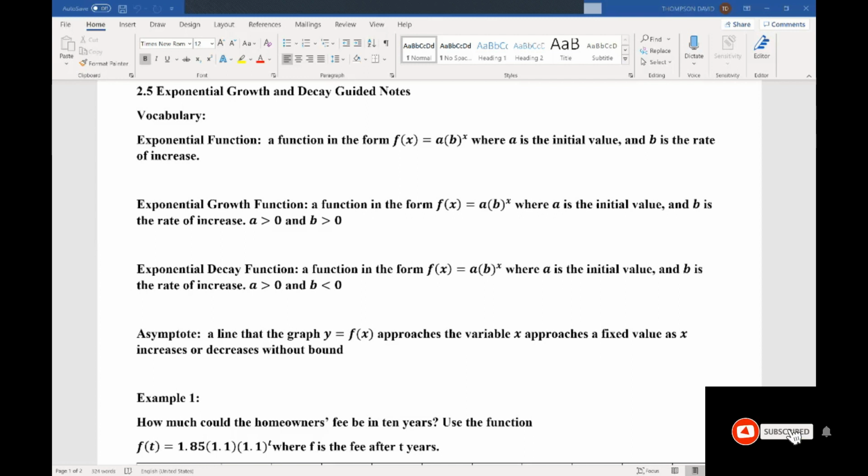An exponential decay function is a function in the form a times b to the x, where a is the initial value and b is the rate of increase, where a is greater than 0 and b is less than 0. And an asymptote is a line that the graph y equals f of x approaches as the variable x approaches a fixed value, as x increases or decreases without bound.